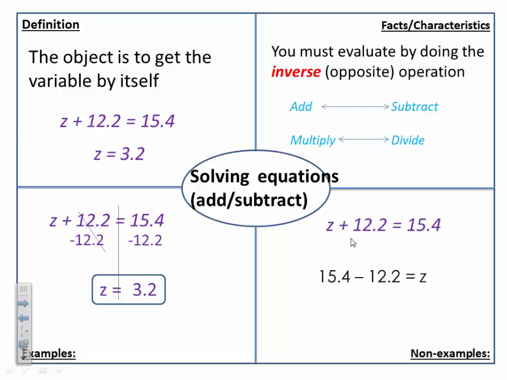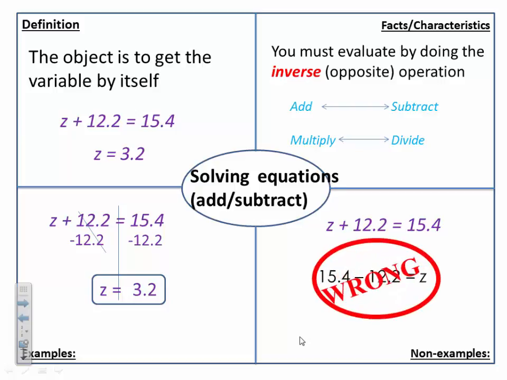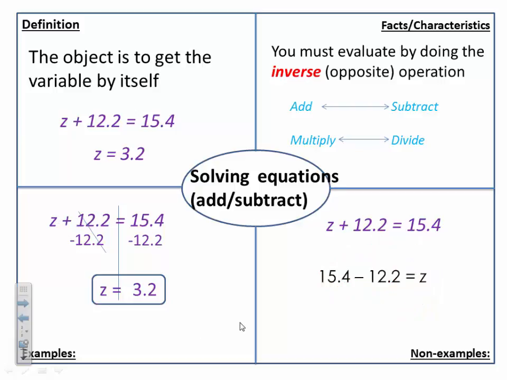Some things I don't like. Here's your problem. I don't want to see this. That is not happening. This is not a subtraction problem. So that's what we're looking at. I don't want to see that. This is not a subtraction problem. This is an addition problem. We're solving it by subtraction, but this proves to me that you know how to get that variable by itself. So do not show me a subtraction problem.